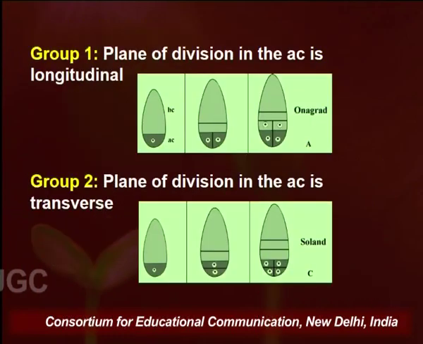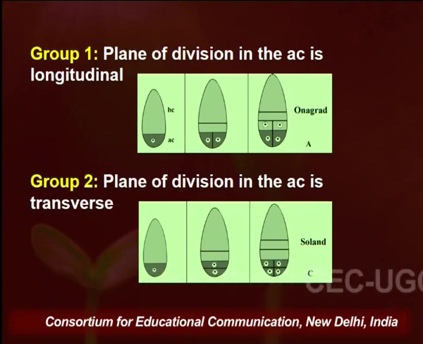So, when we talk about the plane of division, there are three different groups of embryogeny which are observed in angiosperms. Group 1, or the first one, is where the plane of division in the apical cell is longitudinal. I would like to remind you here that the plane of division in the basal cell is always transverse. So, here you see that the plane of division in the apical cell is longitudinal, and we have two types of embryogenies here, Onagrad and Asterad type.